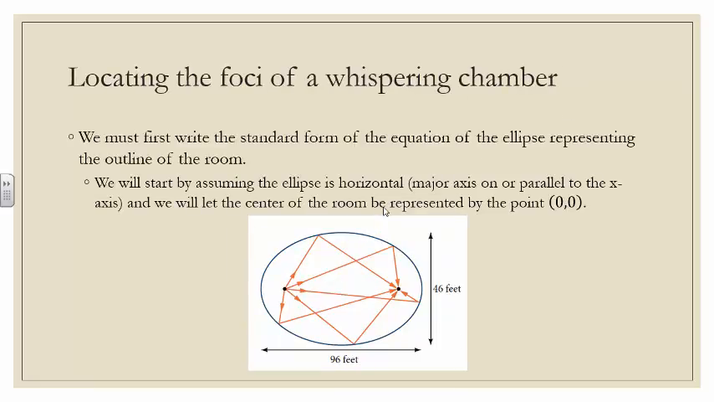Today we want to locate the foci of a whispering chamber. The first step is to write the standard form of the equation of the ellipse representing the outline of this room. We will start by making the assumption that our ellipse is horizontal with a major axis on the x-axis, and we will let the center of the room be represented by the point 0, 0, also known as the origin.